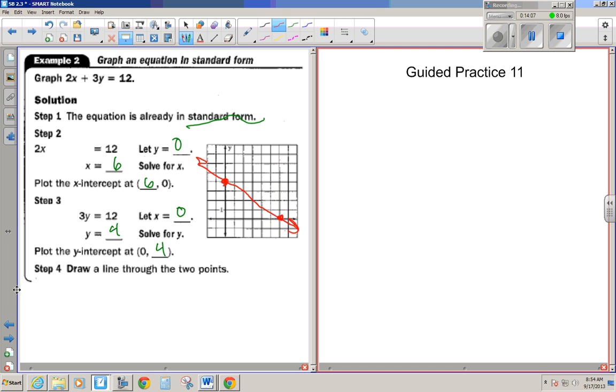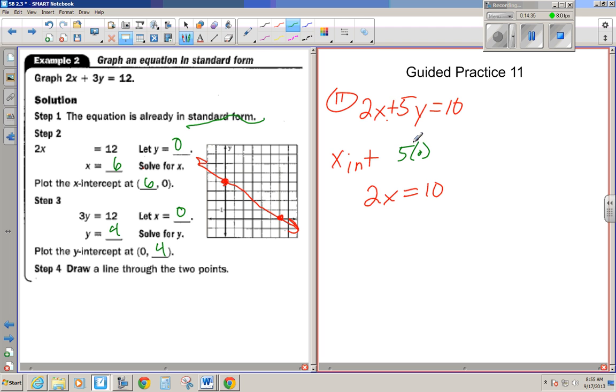All right. Guided practice number 11. Graph the equation 2x plus 5y equals 10. So the x-intercept, let's do the x-intercept first. X-intercept, we don't care about y, so 2x equals 10. And when I say we don't care about it, remember, we're just doing 5 times 0, which is 0. So our x-intercept was 5.